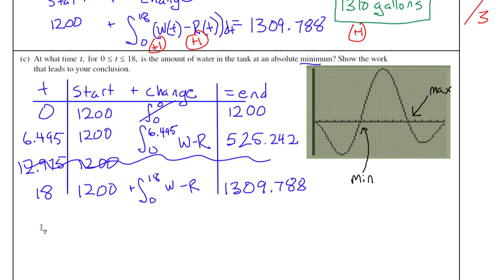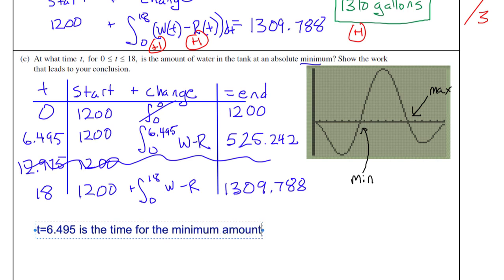So our answer here is we say t equals 6.495 is the time for the minimum amount of water with 525.242 gallons. I always write the time and the amount. That way, no matter what the question is answering, I will get the points. Just get in the habit of doing both of them.